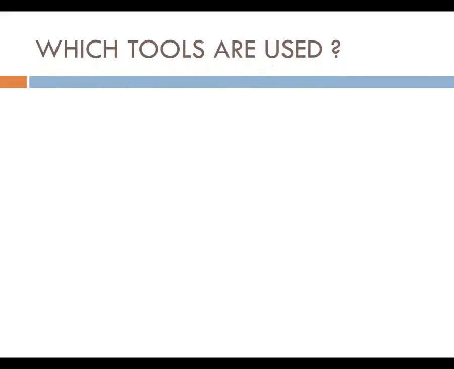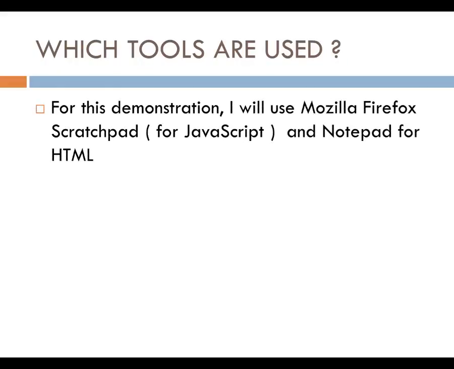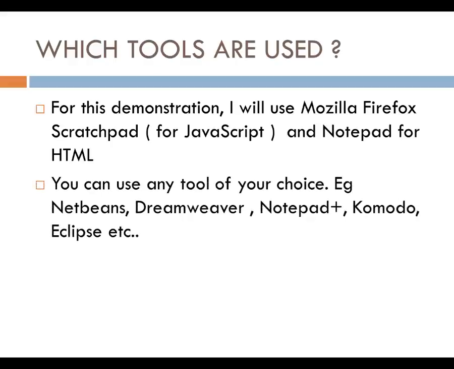So which tool are we going to use in this demonstration? I'm going to use Firefox Scratchpad with JavaScript. So when I want to write JavaScript code, I'll be using the Mozilla Firefox Scratchpad, and I'm going to keep it simple and use Notepad for HTML. But you're welcome to use any tool of your choice. You can use NetBeans, you can use Dreamweaver, Notepad++, Komodo, Eclipse, or any other tool that you feel comfortable with.